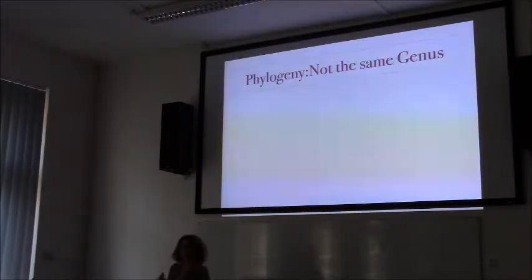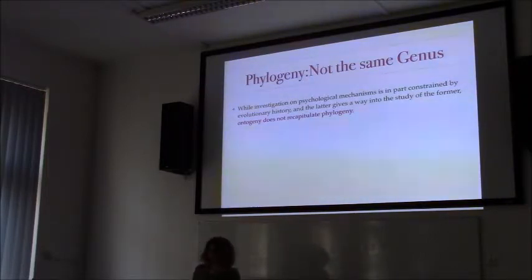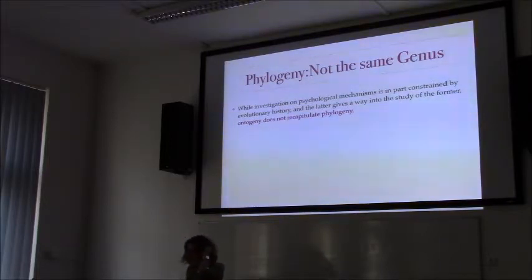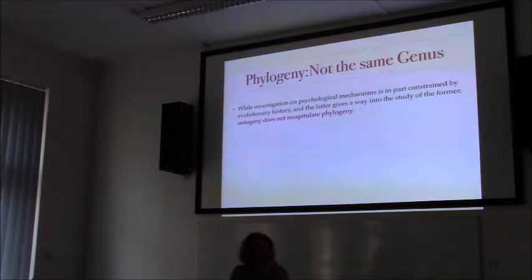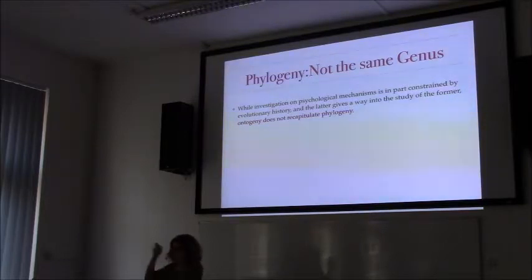So, first point I want to make, well, we've moved from ontogeny to phylogeny. And the first point is that while investigation of psychological mechanisms is in part constrained by evolutionary history, the latter gives a way into the study of the former. So studies on how things evolve might importantly give you clues about the psychological mechanisms.